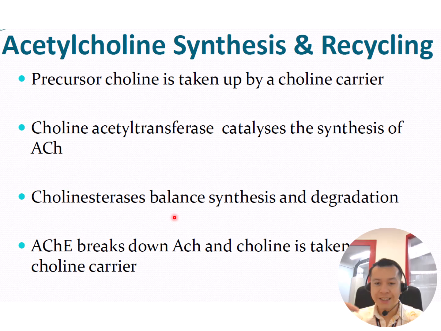Basically, they are creating a closed-loop recycling system that keeps the neurotransmitter balanced with degradation. Whenever there is degradation, we are taking back the choline and producing new acetylcholine. This kind of fine-tuned process, involving cholinesterase, helps to regulate the balance between synthesis and breakdown.